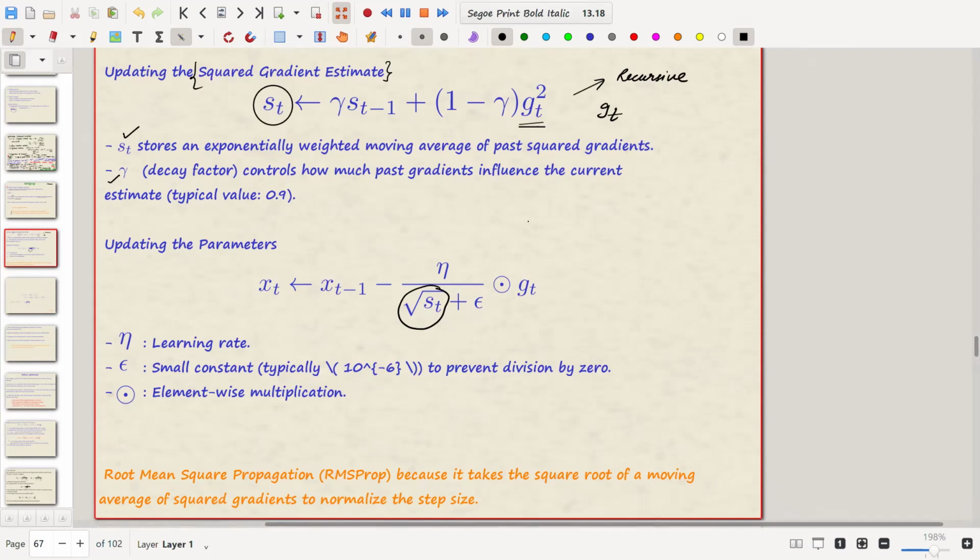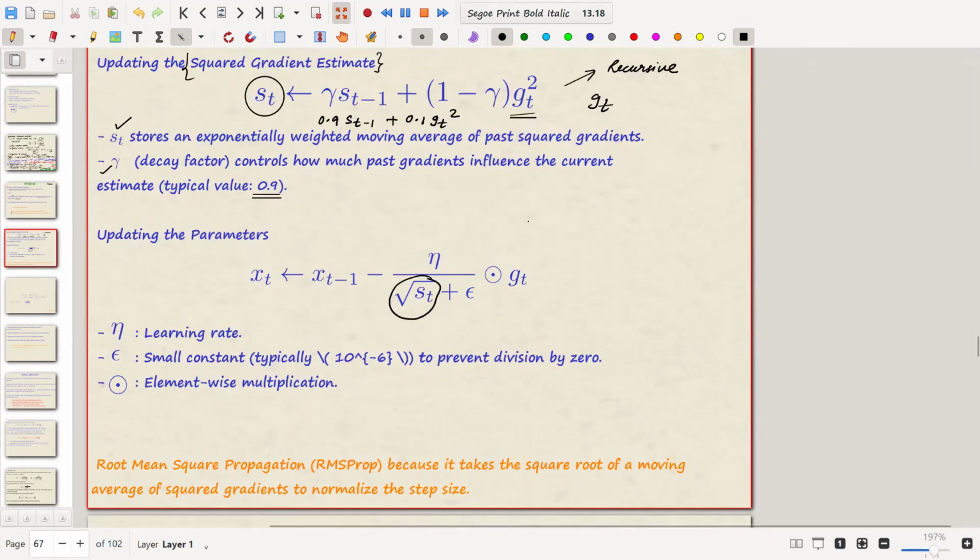I told you our aim is to give low control to the past gradients and give higher control to the current gradient, to the current value. So you can see gamma is typically 0.9, that means 0.9 times st minus 1 plus 0.1 gt squared. Okay, so you can observe the coefficients from this. Fine. Okay, so this is how you update your st value.